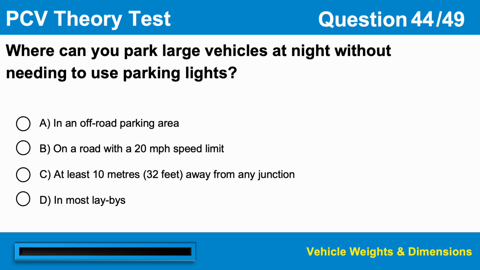Question 44. Where can you park large vehicles at night without needing to use parking lights? A. In an off-road parking area. B. On a road with a 20 mph speed limit. C. At least 10 metres, 32 feet, away from any junction. D. In most lay-bys.